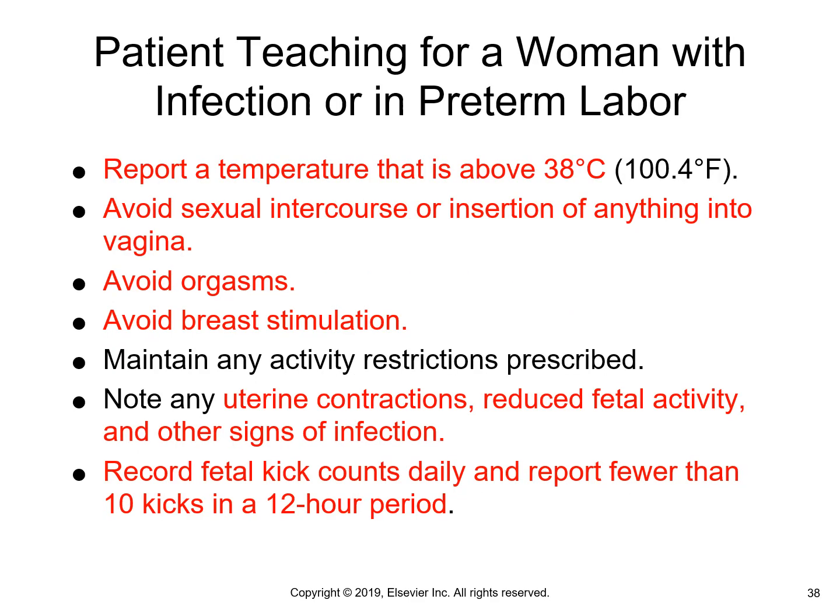Patient teaching for a woman with infection or in preterm labor. So you tell the woman, or you monitor it yourself if you're the nurse taking care of the patient, to take their temperature. What we don't want is a temperature above 100.4 because that may indicate infection. Avoid sexual intercourse or inserting anything into the vagina once you have premature rupture of your membrane. Avoid orgasms, avoid breast stimulation because these can cause contractions.